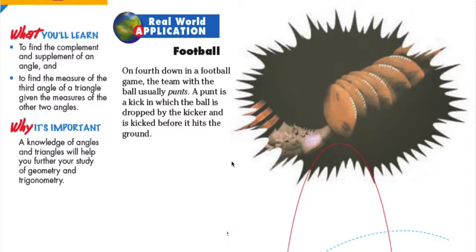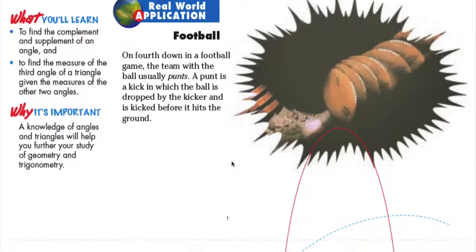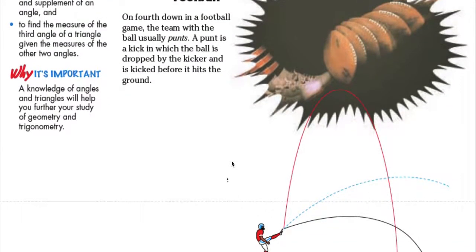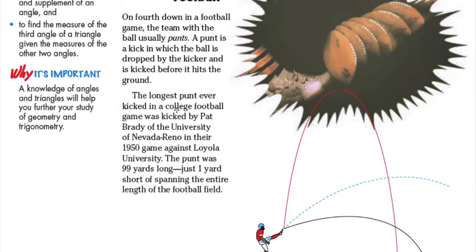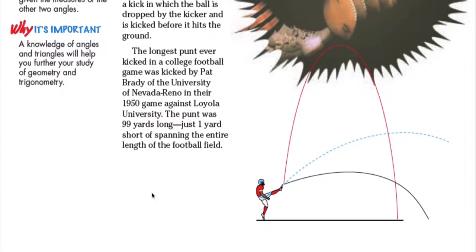Let's take a look at this example in football. On fourth down in a football game, the team with the ball usually punts. A punt is a kick in which the ball is dropped by the kicker and is kicked before it hits the ground. The longest punt ever kicked in a college football game was kicked by Pat Brady of the University of Nevada, Reno, in their 1950 game against Loyola University. The punt was 99 yards long, just 1 yard short of spanning the entire length of the football field.